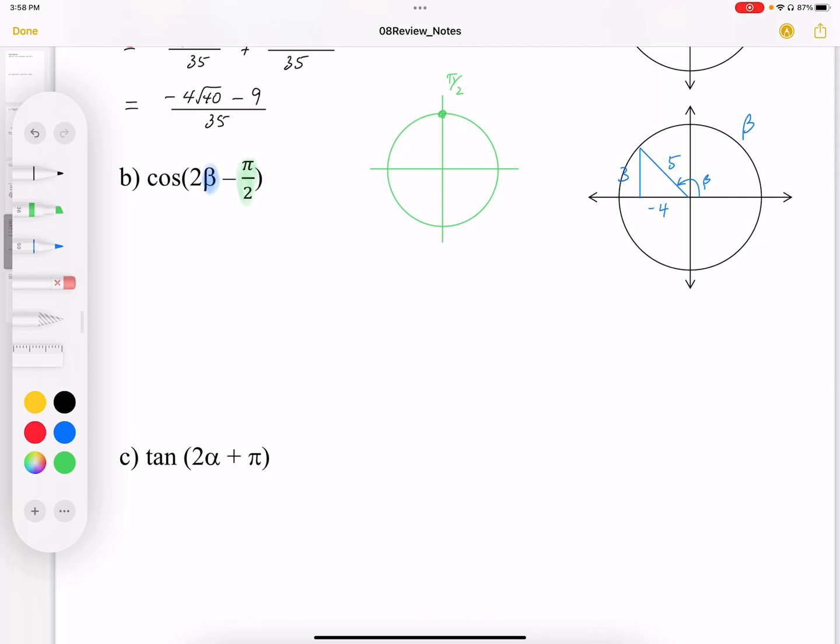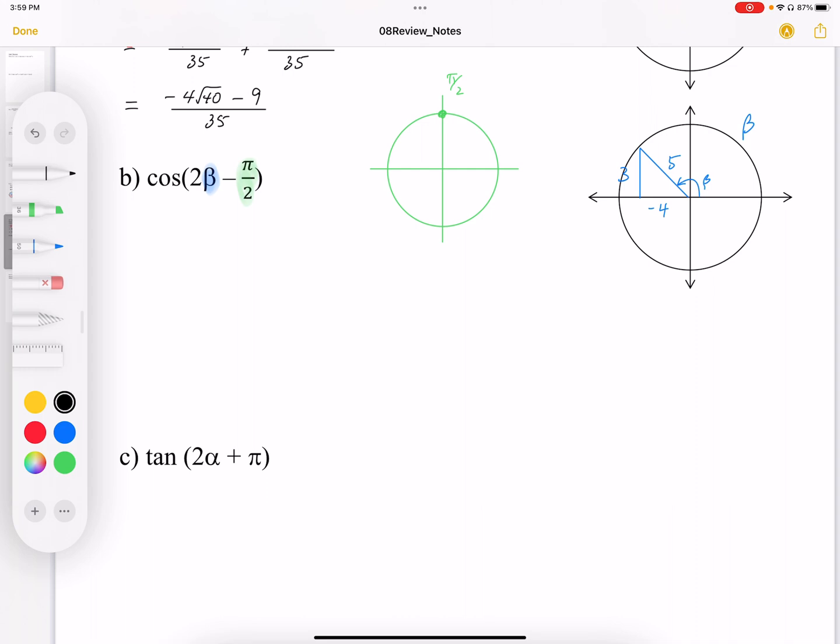For example B, I have cosine of 2 beta minus pi over 2. The first thing I recognize right away is I have a minus, so I'm going to need to use a difference identity. And I also have a 2 beta, so I'm probably going to have to use a double angle at some point. I have pi over 2, so I've drawn a picture of pi over 2 so I can get the ratios for pi over 2. I have beta, but I don't have 2 beta, so that's going to be a problem.